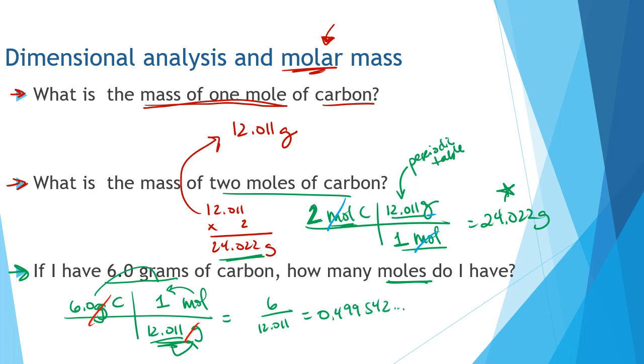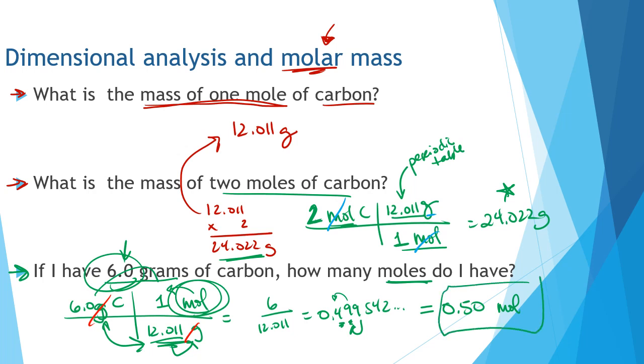0.49954. So many digits. Let's check some sig figs. There are 2 sig figs here, so I'm going to keep 2 sig figs down here. I'm going to keep 1, I'm going to keep 2. That 9 is going to roll up into a 10, which means that our 4 is going to roll up into a 5. So the final answer is 0.50. What's my unit label? Moles, because my grams canceled out. 0.50 moles of carbon.